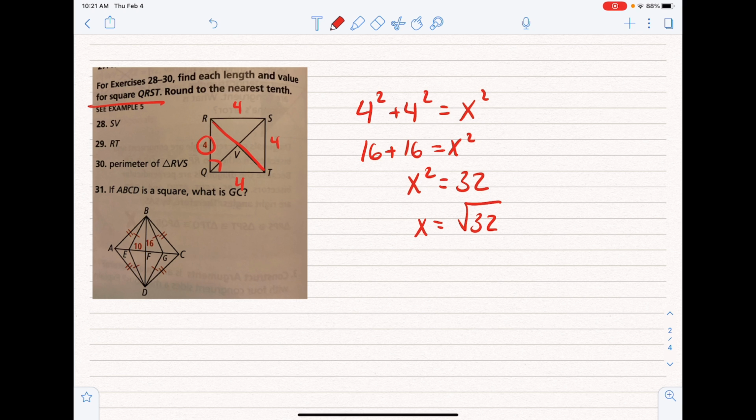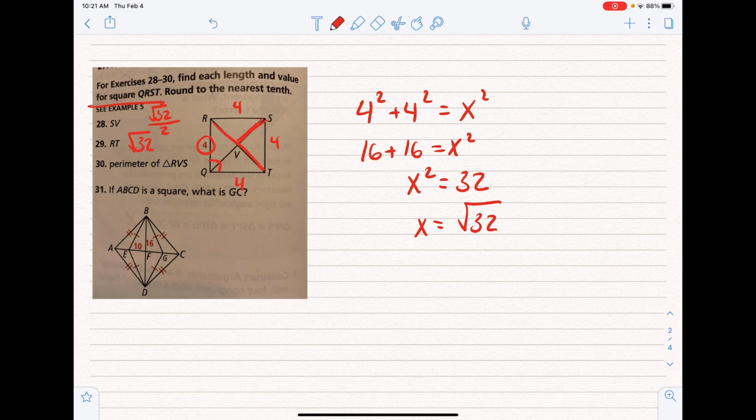But SV is only half of that. So that would be the square root of 32 divided by 2. I'm not using a calculator in front of me at the moment, so that answer will have to do. It's going to be smaller than 3. That's what I know. Not bigger, in between 2.5 and 3. Okay, and then the measure of RT, well, we just did that one. That's the square root of 32, which is a little bit less than 6.